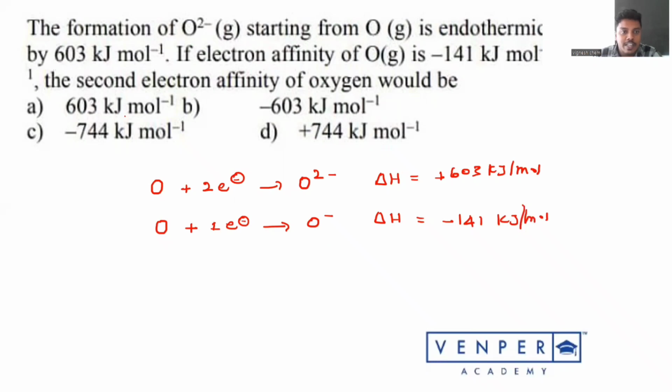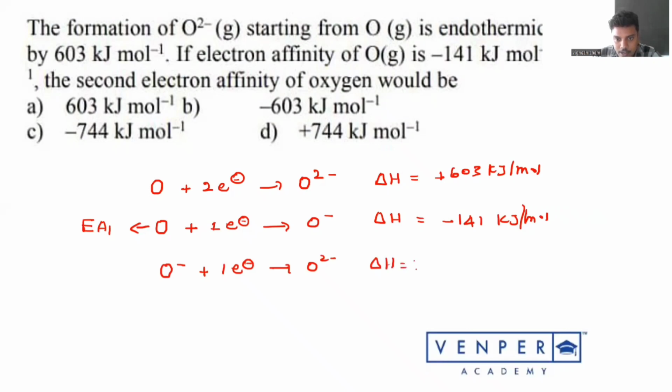Okay. Now they are asking what? They are asking the second electron affinity. Now this is EA1. What is EA1? The first electron affinity. What is the second? Now O minus is going to absorb 1 more electron. It becomes what? O2 minus. This is the value they ask.